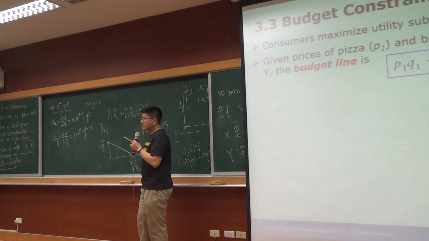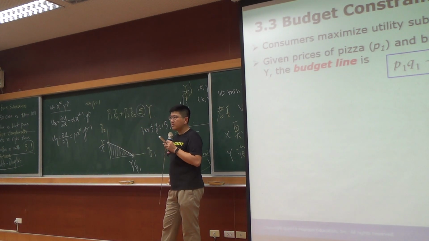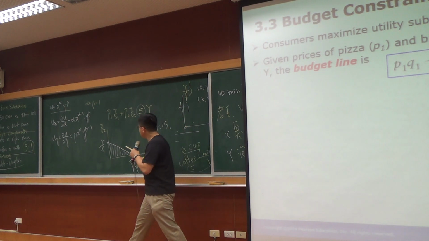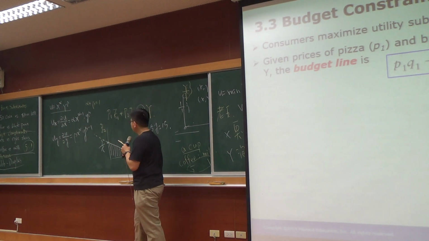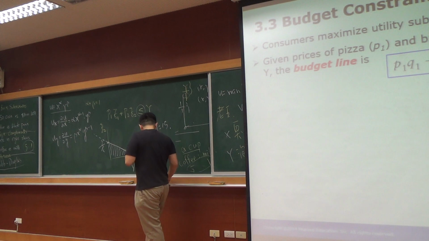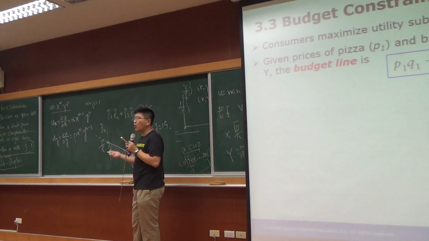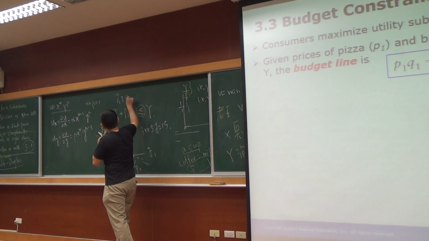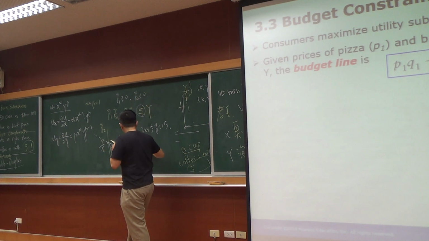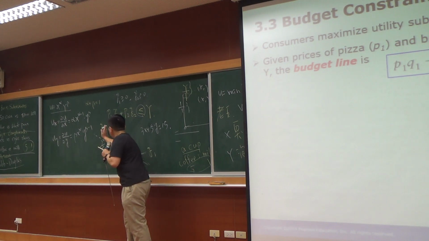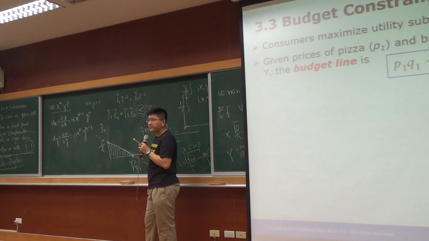And the inequality here means the area of the triangle, because the half plane should be on the left, right? But since Q1 and Q2 cannot be negative, they represent quantity. So Q1 should be no less than 0, Q2 no less than 0, with this half space, half plane.